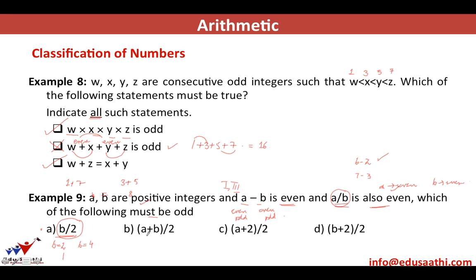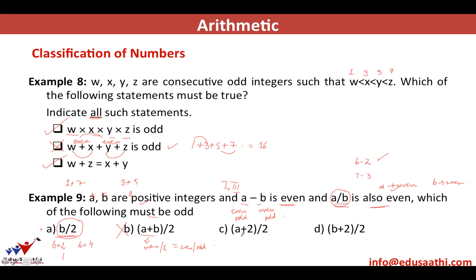Whereas if I look at A plus B, this will be again even. Even divided by 2 can be even or odd. That means if the sum of A plus B is coming out to be 8, divided by 2 would give me an even answer. But if A plus B is 6, which can be 4 and 2, then 6 divided by 2 is an odd answer. Again, this statement I'm not sure about. This statement can be even or odd depending upon the values of A and B.